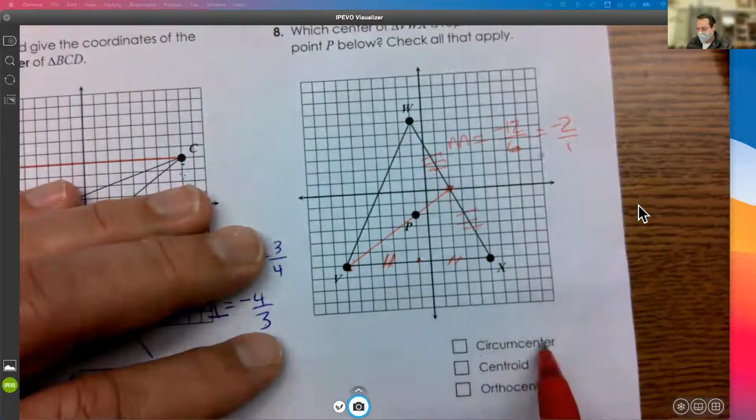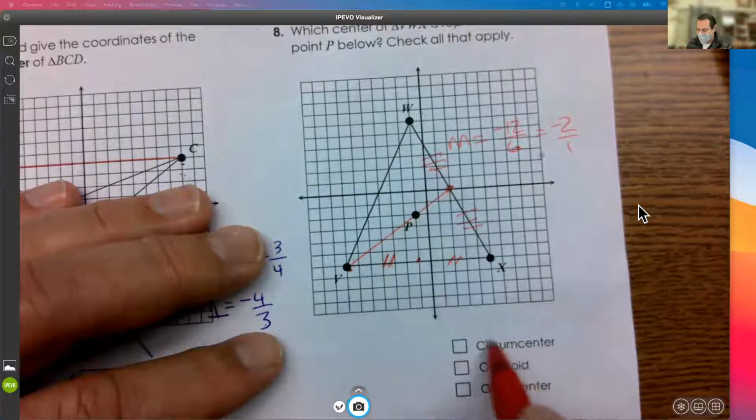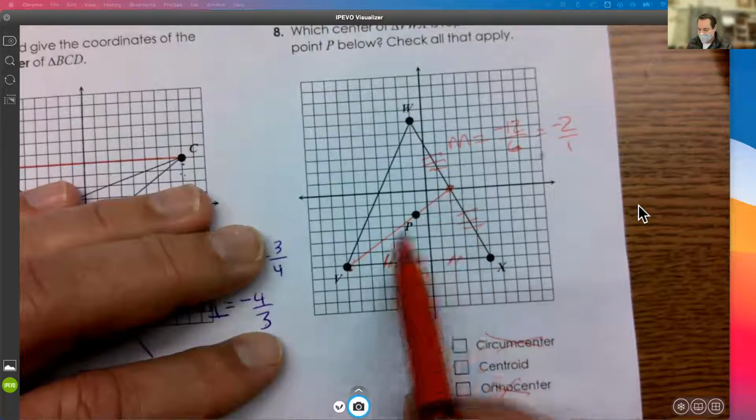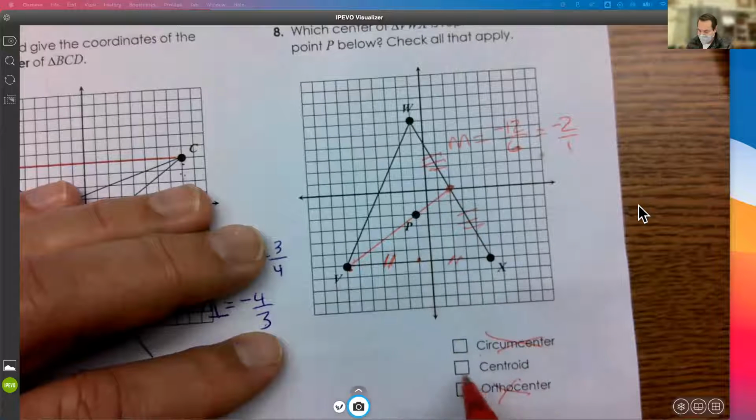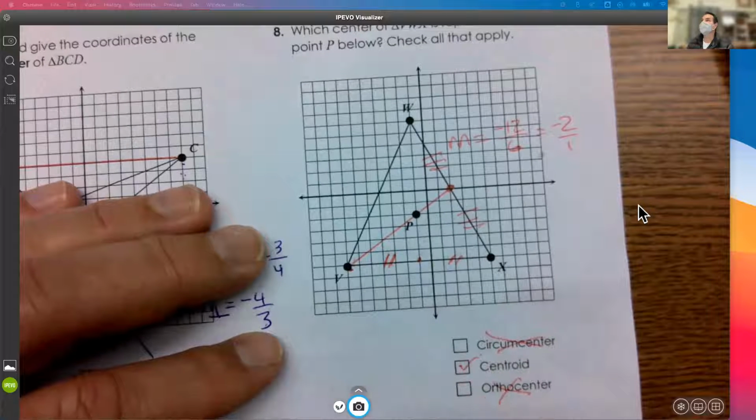It can't be the circumcenter because those aren't perpendicular bisectors, right? And it can't be the orthocenter because it's not perpendicular. But is this a median? Yes, it is. Therefore, it's the centroid.